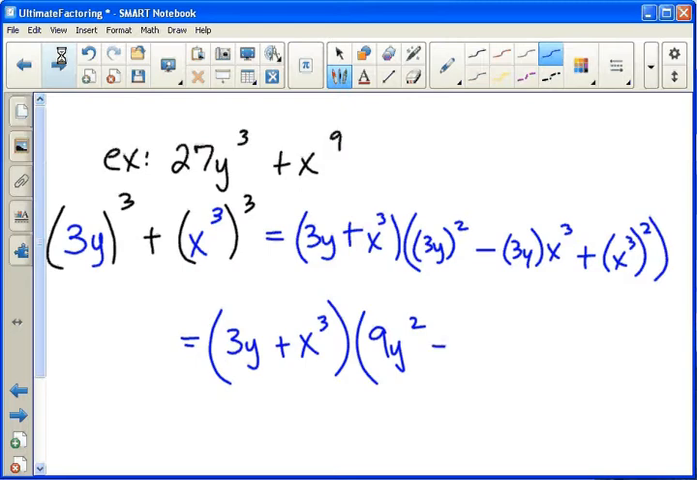Just so you know, in that middle term, when you're multiplying, you can technically write things in any order, but it's kind of math etiquette to always put the coefficient or the number first and then go in alphabetical order. So x would come before y in the alphabet, so I put the x cubed before the y. And then x cubed squared would be x to the 6th, because I have to multiply those exponents together.